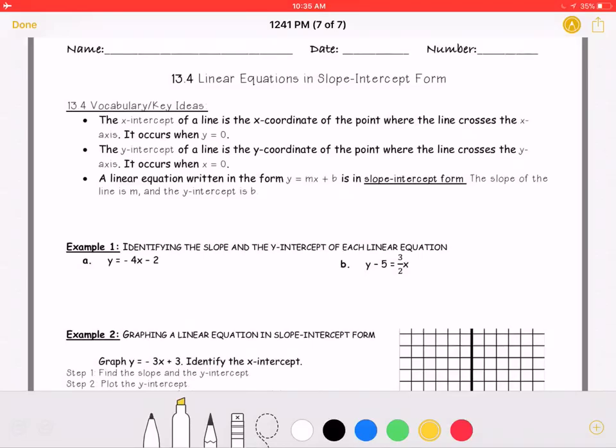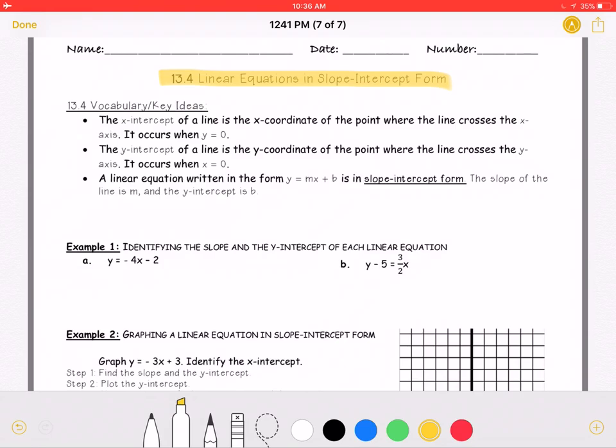Hi class, last lesson of chapter 13, lesson 4, linear equations in slope-intercept form. So this is a new form, a new equation that we're going to learn and work with. Let's touch on some vocab and key ideas.